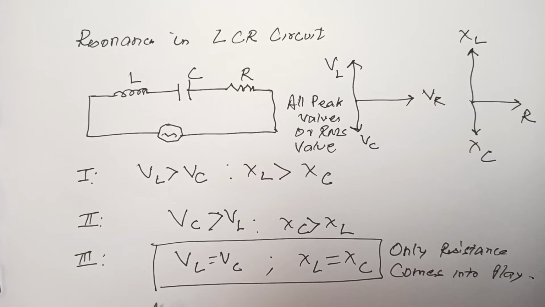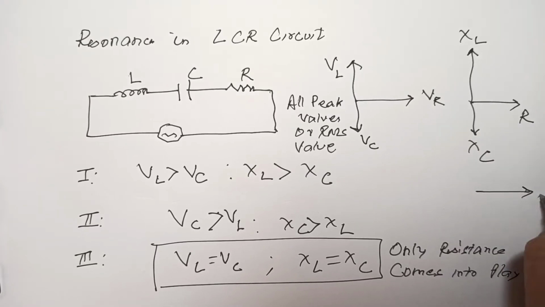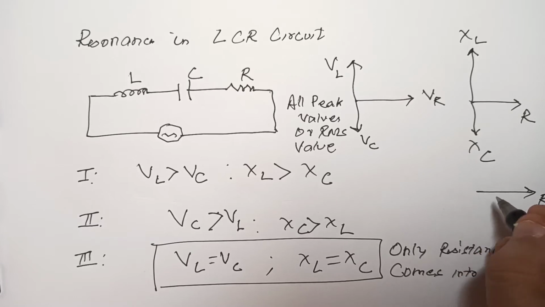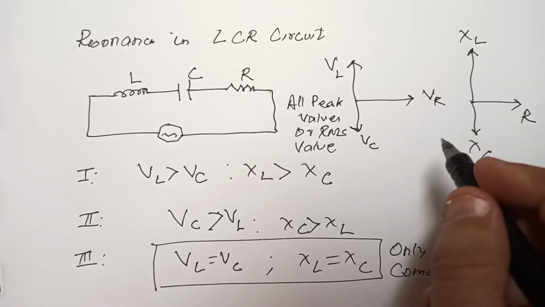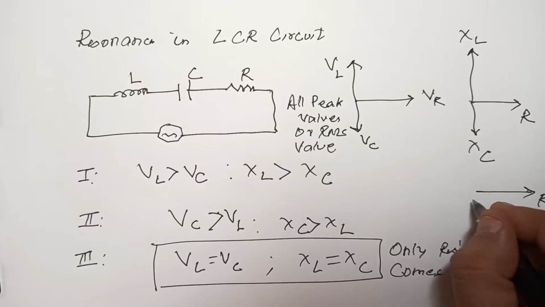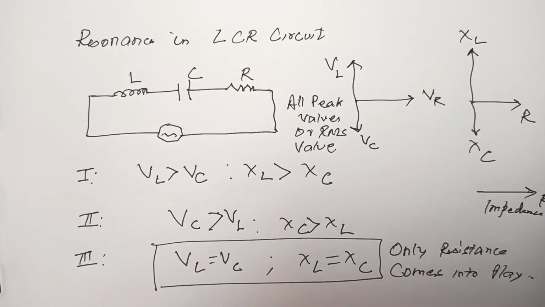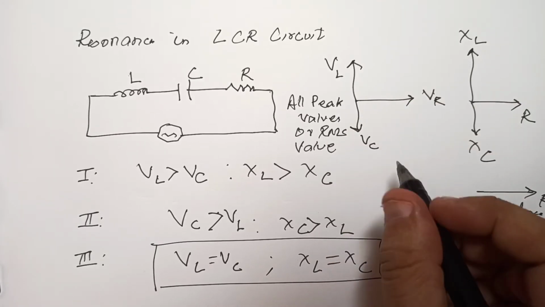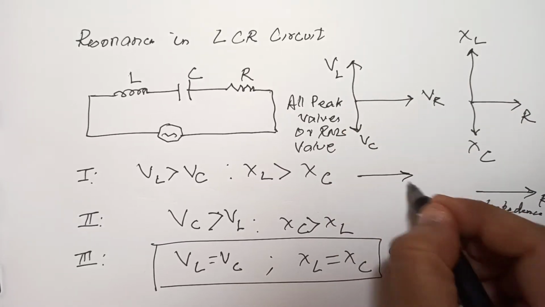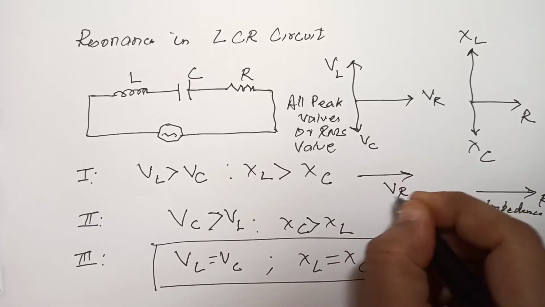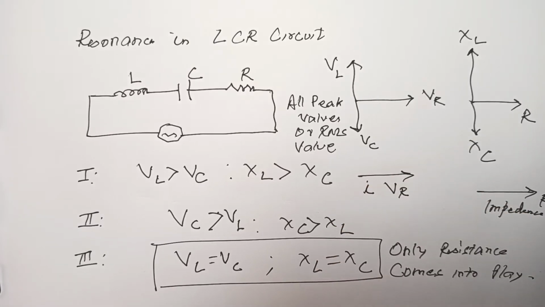In the last case, when VL is equal to VC and XL is equal to XC, the net impact would be what? R, and it would be impedance. Here you will get impedance. In this case this and this cancel, so the net is in this direction, which is the direction of current as well.